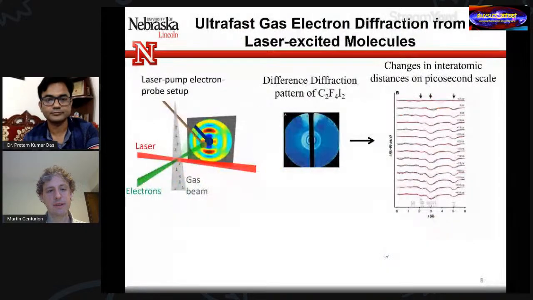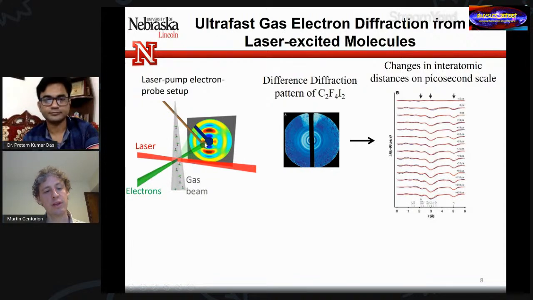Okay, but what we are interested in is the changes in the structure. So again we have our gas, our electron pulse, and we now introduce a laser pulse into the setup. The laser pulse will excite the molecules, and then at a fixed delay time, we probe this with an electron pulse and record the scattering pattern. I'll talk more about this later, but the electron pulse and the laser pulse have to be synchronized on a femtosecond timescale so that you can probe at a specific time.